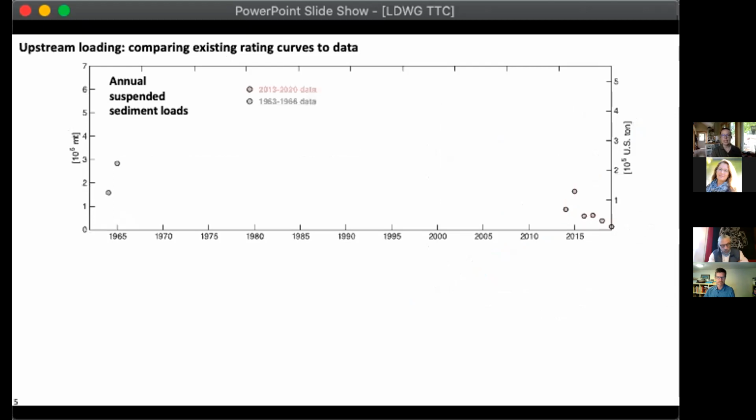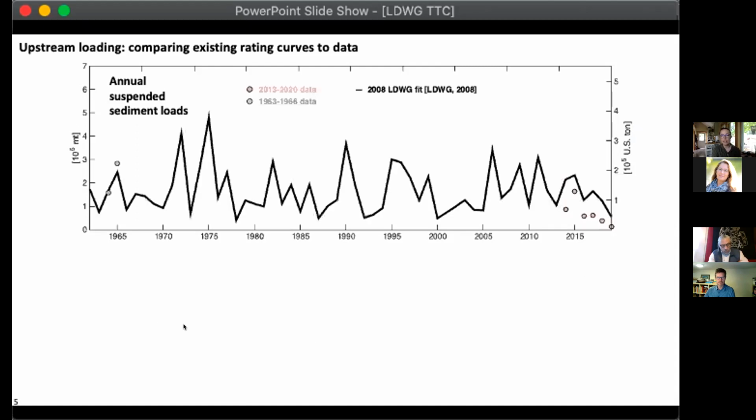Now, the 60s and 2010s data both have sufficient resolution so that you can estimate annual loads from them. And those are shown for the 60s in these gray circles and for the 2010s data in these pink circles. So if we use the Lower Duwamish Waterway Group rating curve to estimate annual loads, how does it stack up? The answer is it does really well for that earliest 1960s data, but not so well compared to the 2010s. Seems to overestimate it by a pretty good amount.